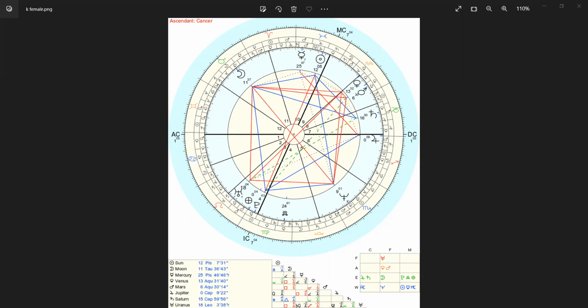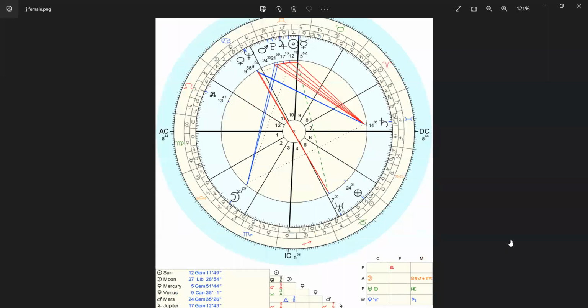It's the same chart. I was just about to ask, did you switch it? Because it's the same. Oh, I did, but I didn't. I'm switching on the share. There we go. 8 Virgo rising. Perfect. Okay.